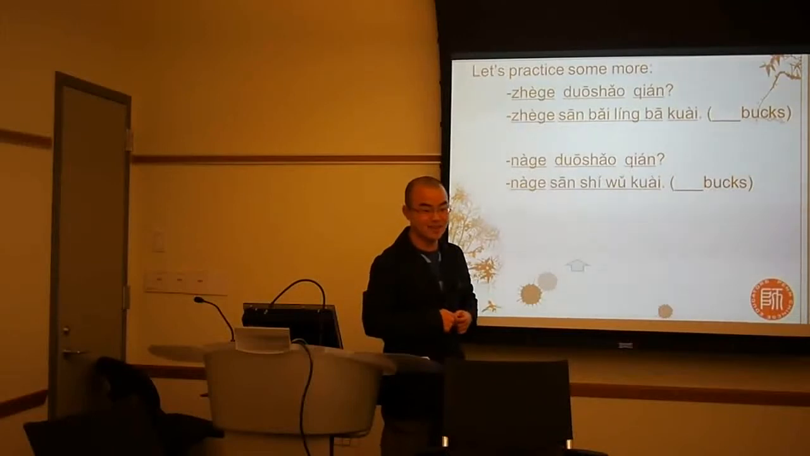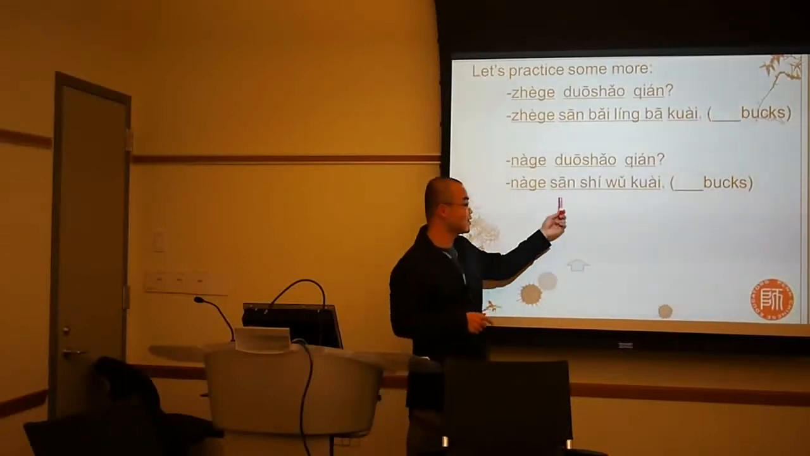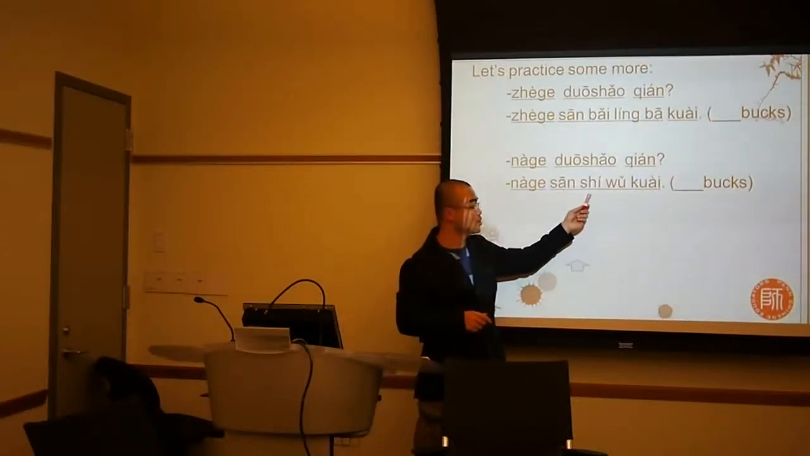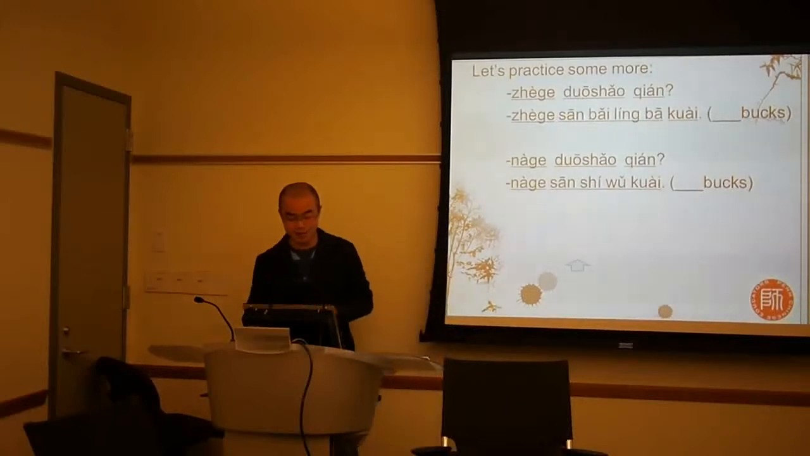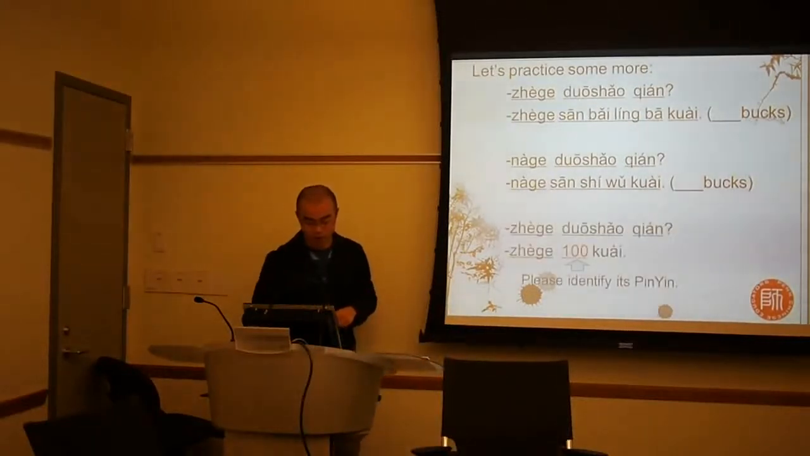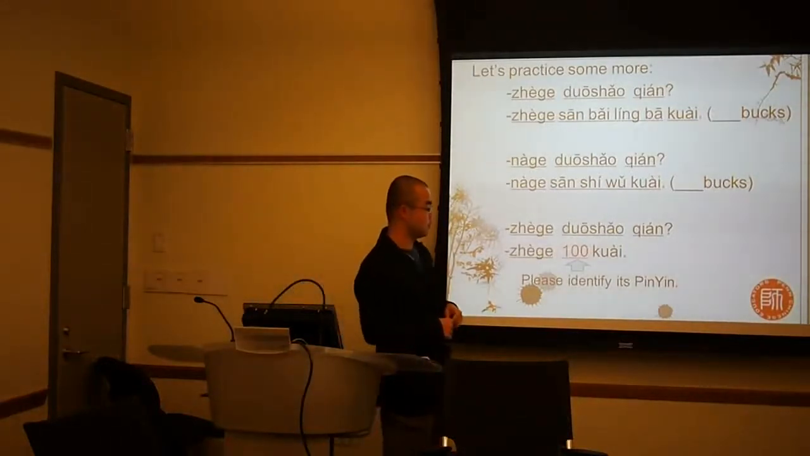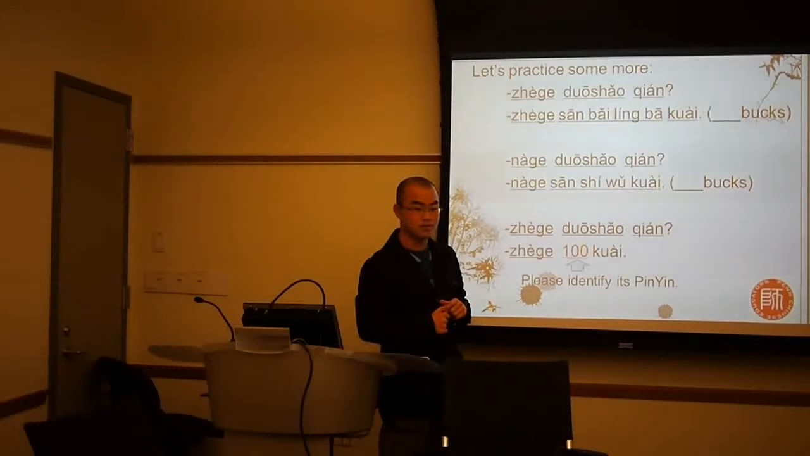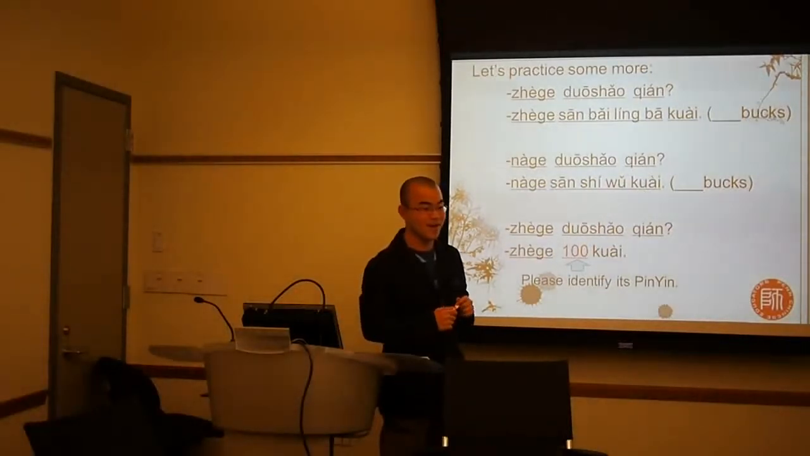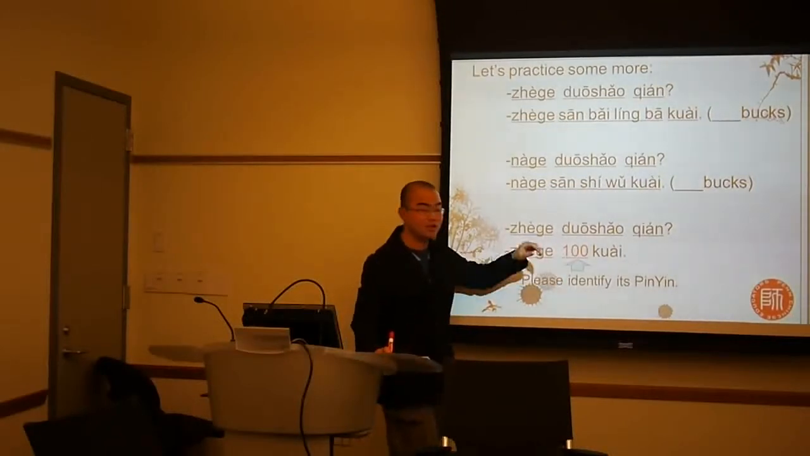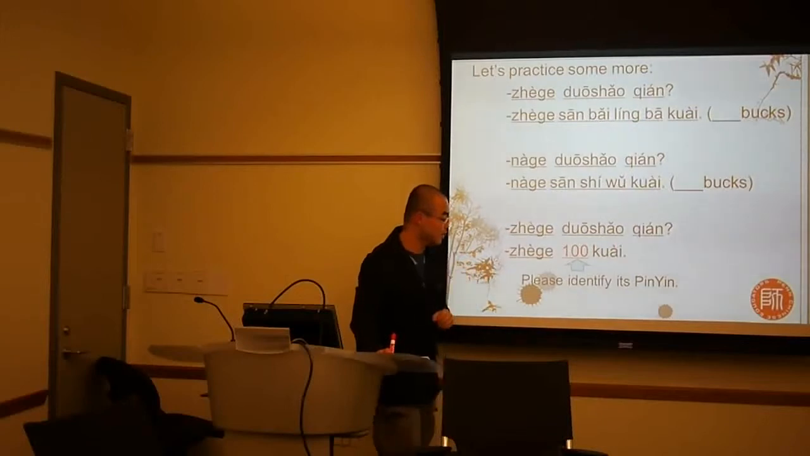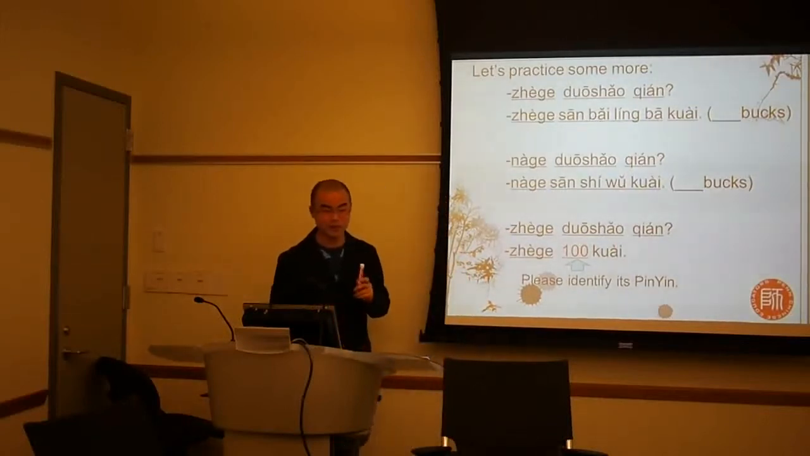You need to answer me. 那个三十五块. How much? 35. Yeah, 35. 三十五块. Yeah, which means 35 bucks. 那个三十五块. And we got one more here. 这个多少钱? 这个一百块. 一百块. Yeah, don't forget the tone rule. 这个一百块. Please don't forget the tone rule.